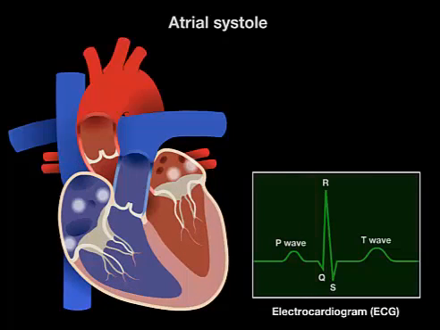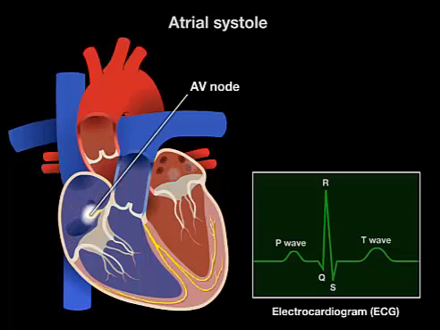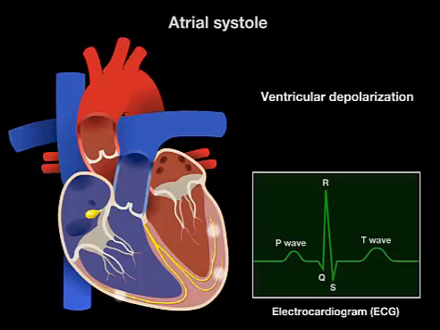Atrial systole is represented by the PQ segment on the ECG. Near the end of atrial systole, impulses from the SA node reach the AV node. At this time, impulses spread from the AV node along the ventricular conduction fibers to the walls of the ventricles. This results in ventricular depolarization, which is represented by the QRS complex on the ECG.